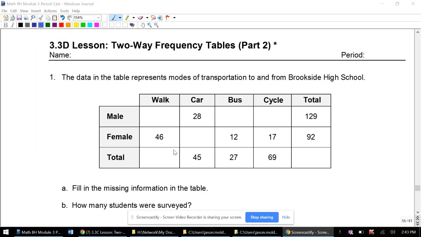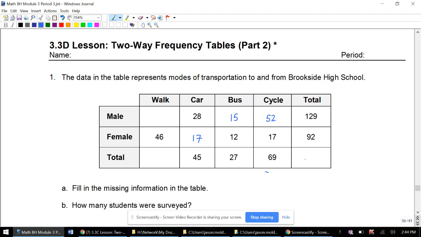we will start to just look for any sort of starting point, which might be maybe here. If the total is 45, minus 28 gives me 17. Which should also check out that 46 plus 17 plus 12 plus 17 is 92. If this is 27, 27 minus 12 would be that there are 15 students that are male and ride the bus. That will leave 52 males that cycle if there's 17 females for a total of 69 students.